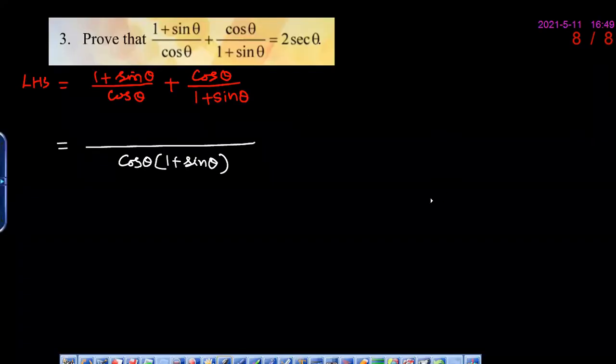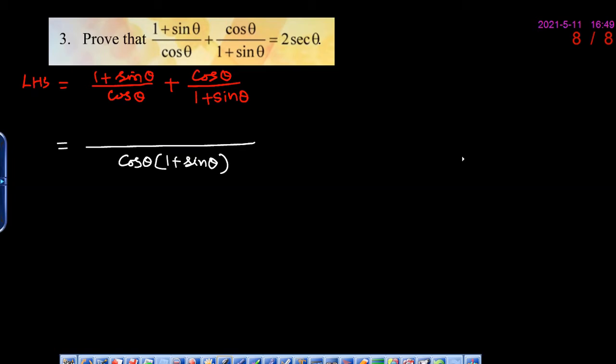Now let us solve the next problem. Prove that (1 + sin θ) / cos θ + cos θ / (1 + sin θ) is equal to 2 sec θ. So here also we will take the LHS and apply some fundamental identities and solve the problem.